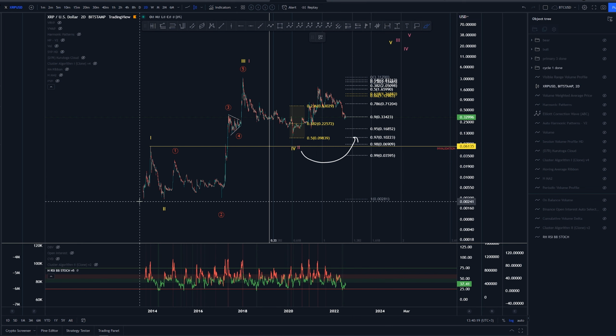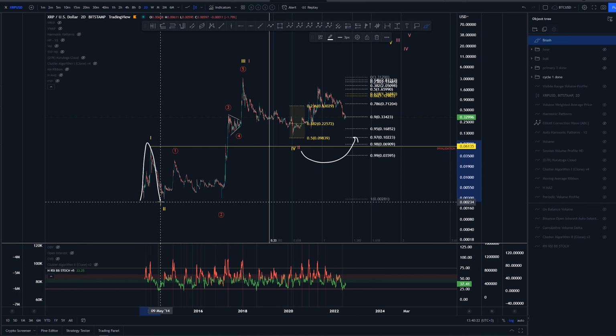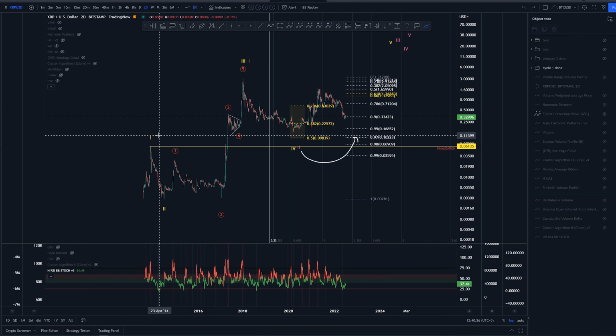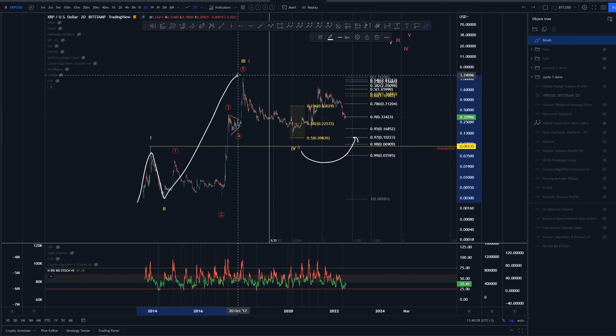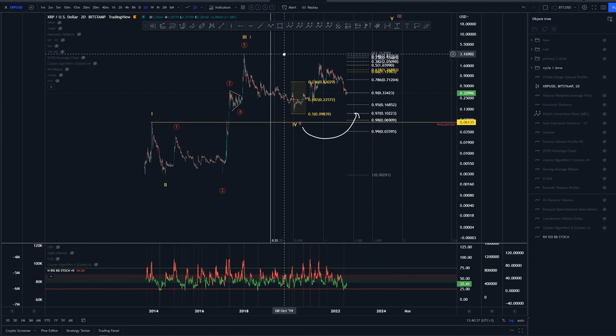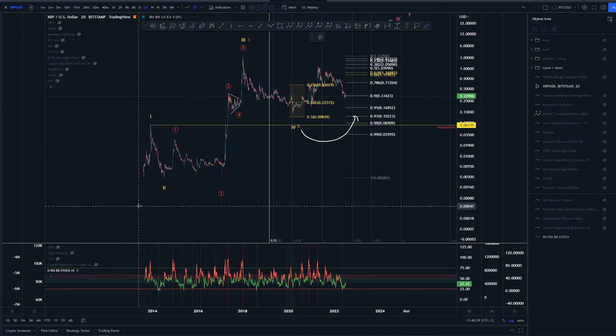The other scenario is that we have a 1-2 here. This 1, 2, 3, 4, 5 is just a substructure of this 1-2 here, so creating a third here, fourth and then fifth coming higher. That is definitely one possibility, and there's not too many issues with that either.